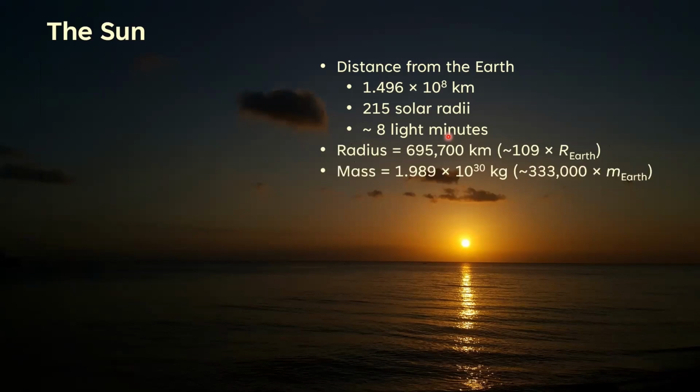The mass of the sun can also be used as a unit, the solar mass, which is equivalent to 1.989, or about 2 times 10 to the 30 kilograms, which is about 330,000 times the mass of the Earth. So that's how big the sun is.